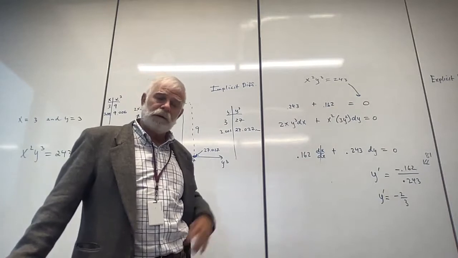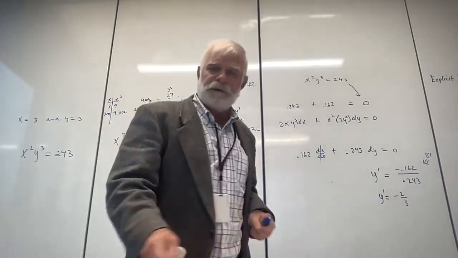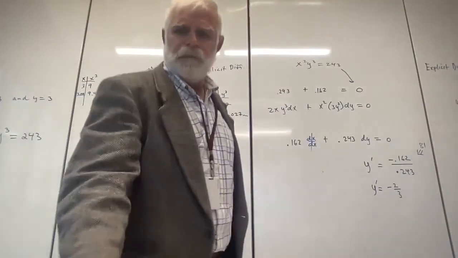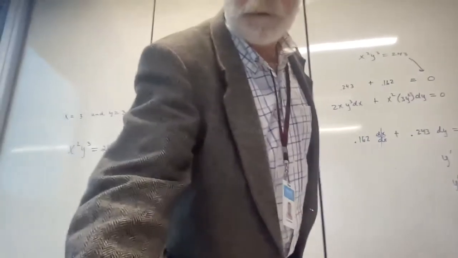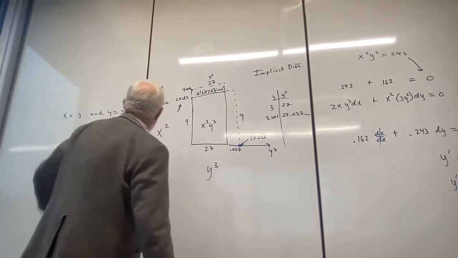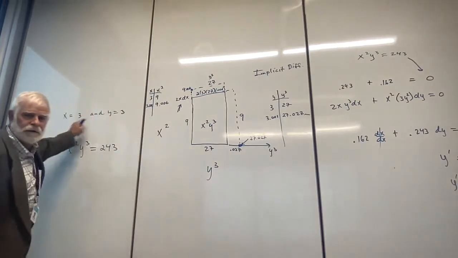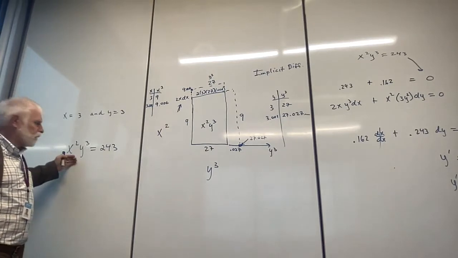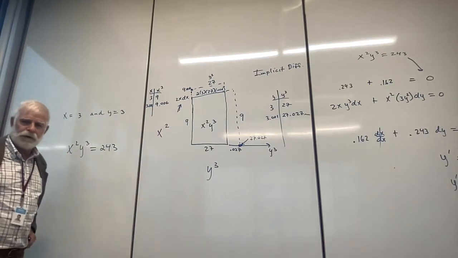And we're going to look at a little implicit differentiation and explicit differentiation. Let's see if I get this a little closer. All right, so what are we starting with? Okay, a little geometry. We're going to let x and y take on a value of 3, some easy numbers to work with. We're going to look at x squared y cubed equals 243.